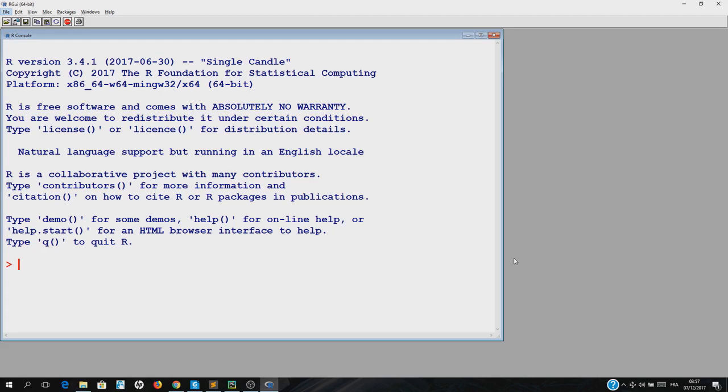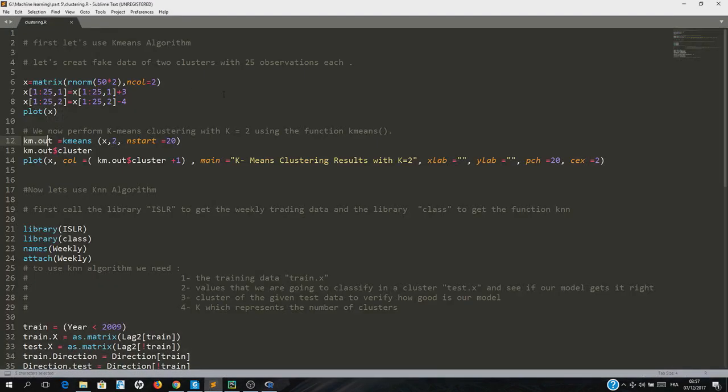In this video we're going to do the practical part of the previous video, which was the theoretical part on clustering, specifically two algorithms we learned about, the KNN algorithm and the K-means algorithm. So I prepared some code here that we're going to do together. First, let's start with the K-means algorithm.